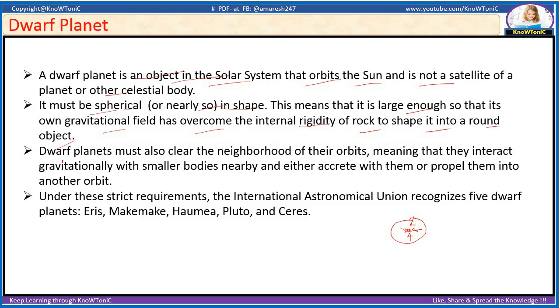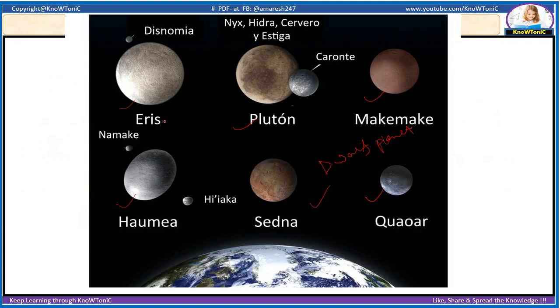Learn some more features. Dwarf planets must also clear the neighborhood of their orbits, meaning that they interact gravitationally with the smaller bodies nearby and either accrete them or propel them to another orbit. Nearby in the orbit, these move gravitationally, and smaller bodies combine to form a dwarf planet. Using this strict requirement, the International Astronomical Union recognizes 5 dwarf planets: Eris, Makemake, Haumea, Pluto and Ceres, which I have shown you.